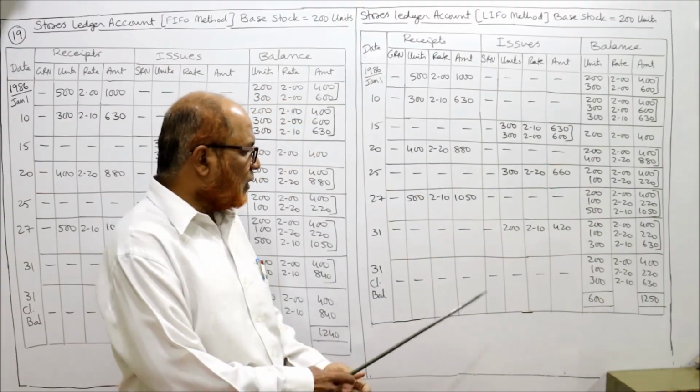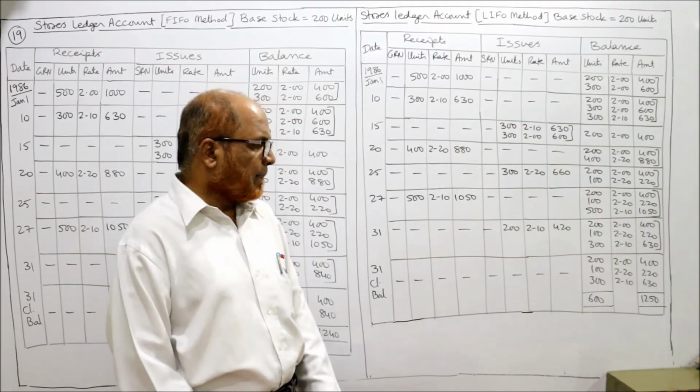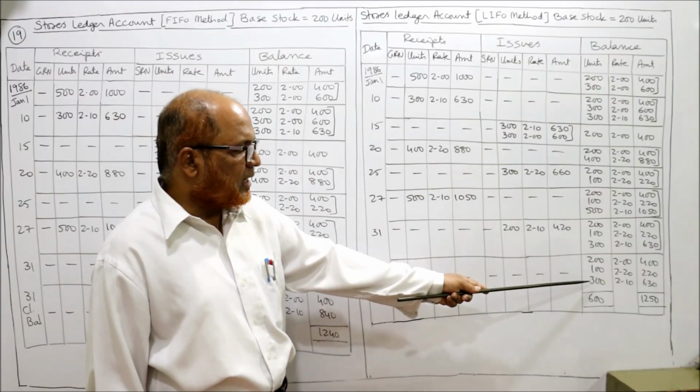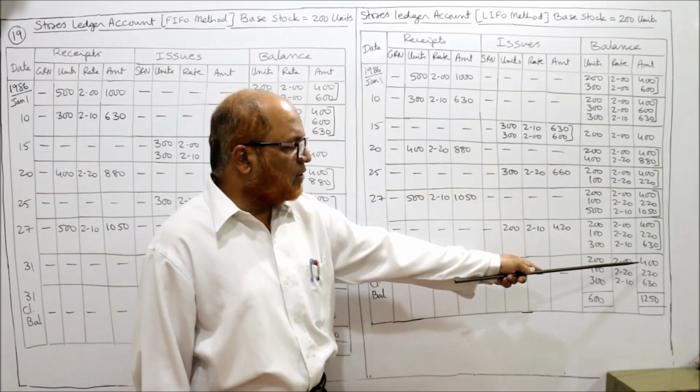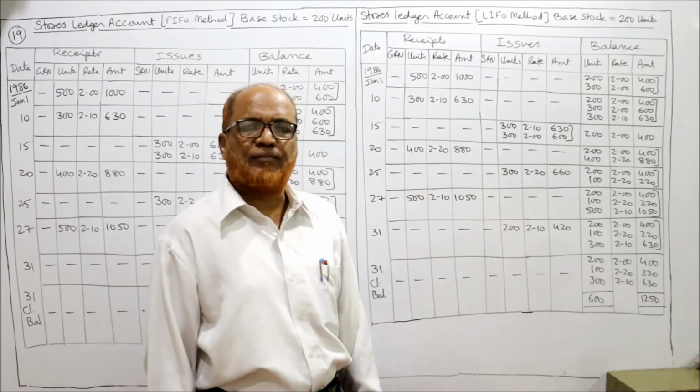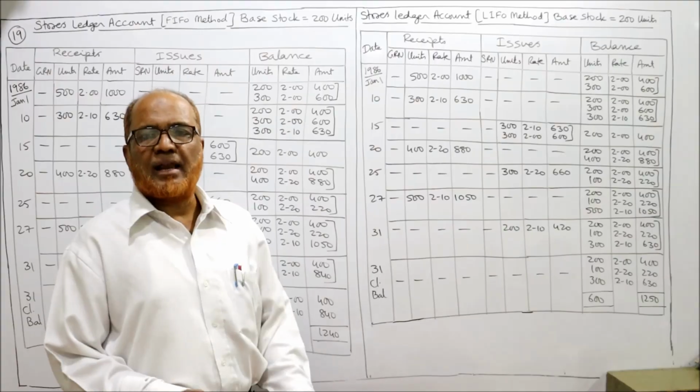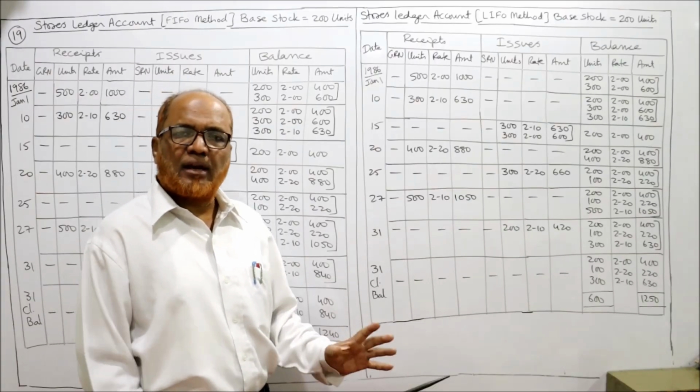That's all. Now the closing balance. The closing balance is 200, 100, 300, total 600 units is the closing quantity, and the closing value is 400, 220, 630, total 1250. This is the closing balance as per the LIFO method. Now you can compare it.